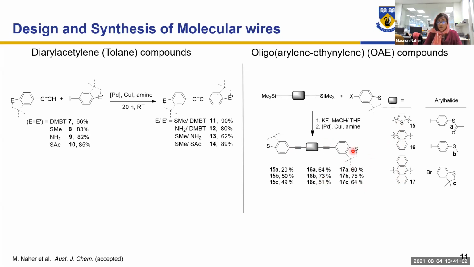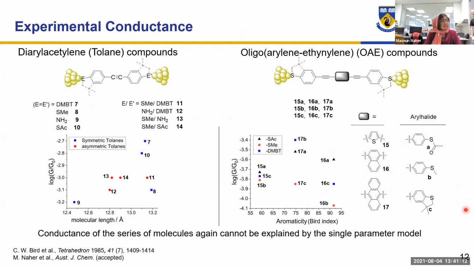In this series also, we varied different anchor groups, and we synthesized this series of compounds by following a similar method. After synthesizing all of these compounds, from the Tollens series, first of all, we calculated the conductance value against the molecular length. And you can see from this plot that, again, molecular length is not following any trend with the conductance value.